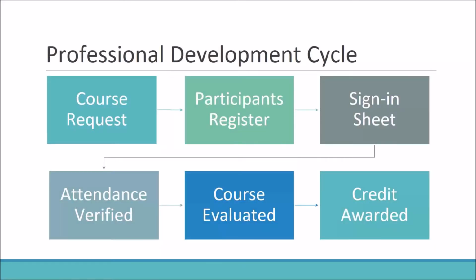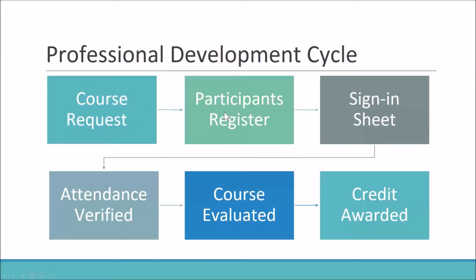When I look at the ProDev site, there's a cycle, a process of how everything works. It begins with the course request, and you submit your request, your committee looks over it, makes sure it aligns with what the district wants to offer. It gets approved. Once it's approved, it's open for registration. It shows up on the course registration page, and then participants can go and register for that course.